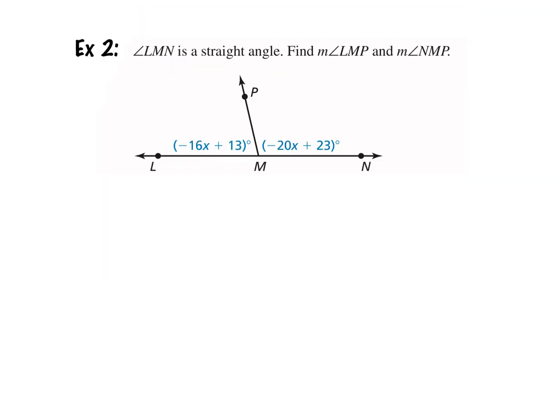It says angle LMN is a straight angle. Then it tells us to find these other two angles. If it's a straight angle, how much does it equal? 180 degrees. So that means LMN is the big one, and it's 180 degrees. It makes a straight line. So this is going to work just like the one before. We're going to first find x.